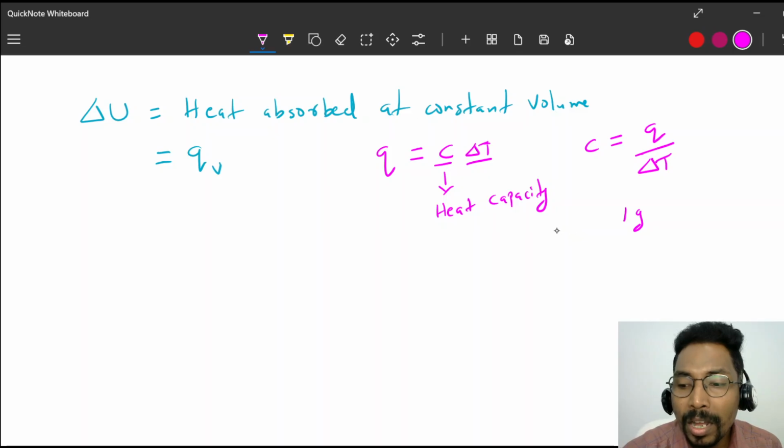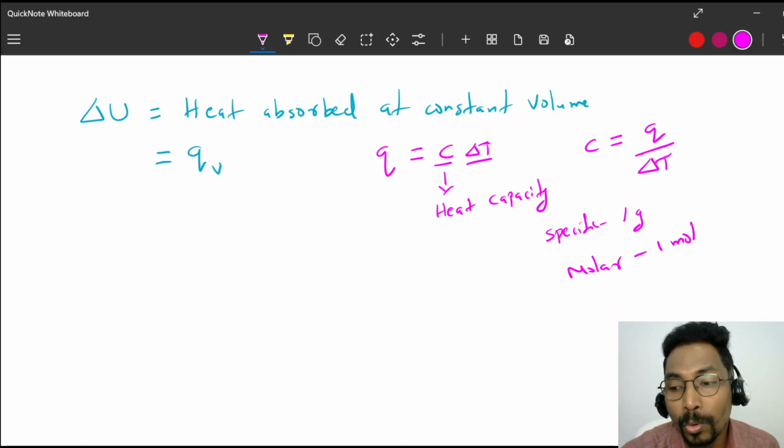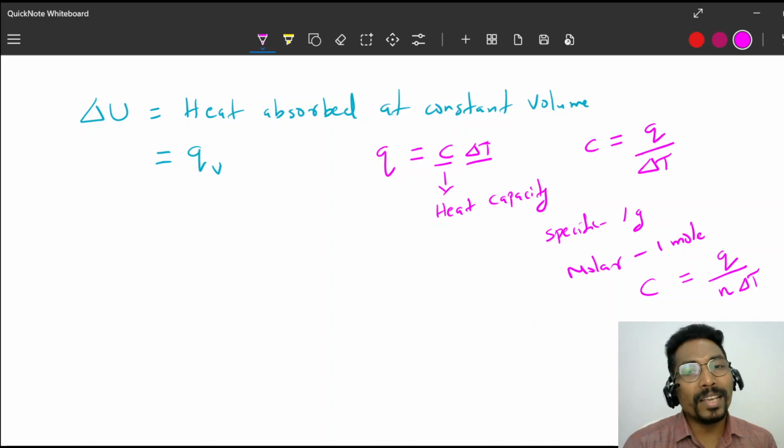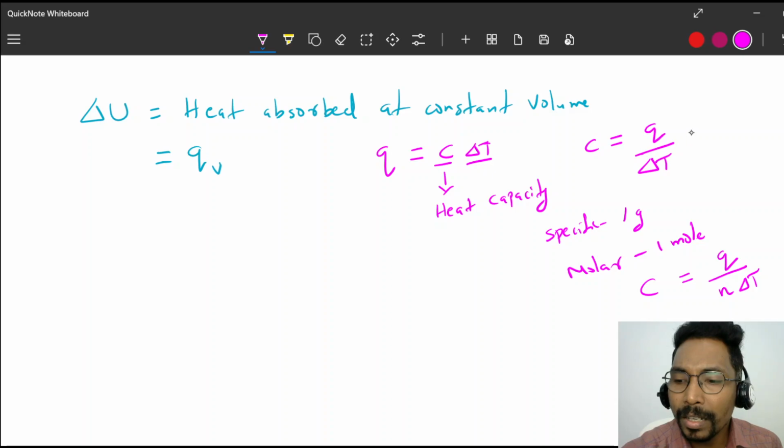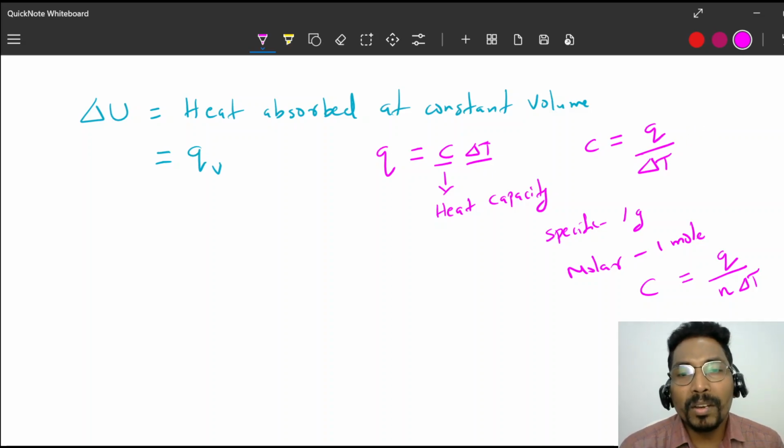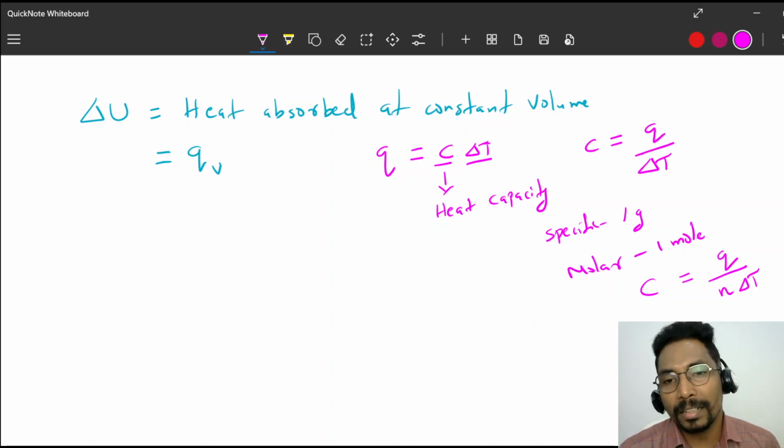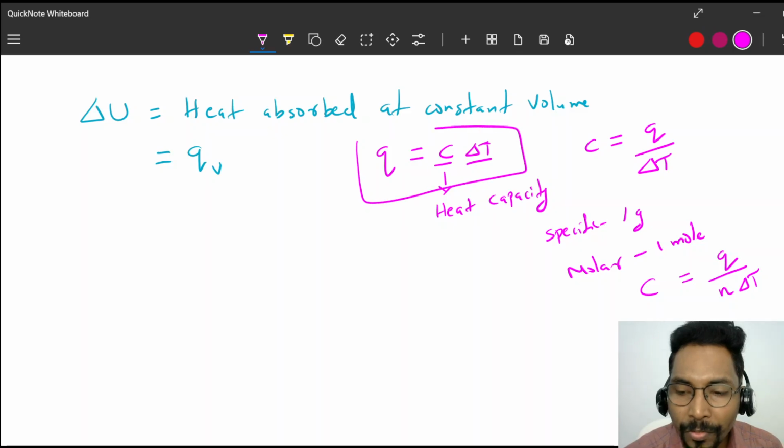And molar heat capacity is for 1 mole. That means the amount of heat energy required to raise the temperature of 1 mole of a substance by 1 degree Celsius. Clear? So you can write C is equal to Q by n delta T for molar heat capacity. And for specific heat capacity, C is equal to Q by m delta T. n means number of moles, m means mass.